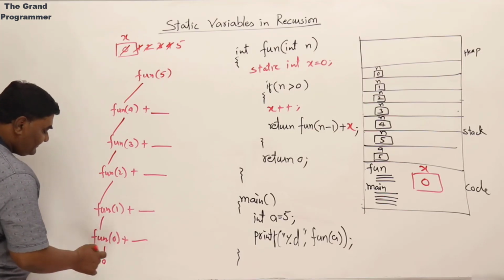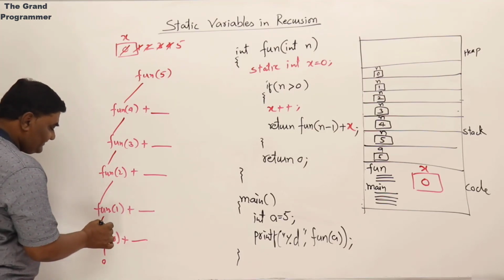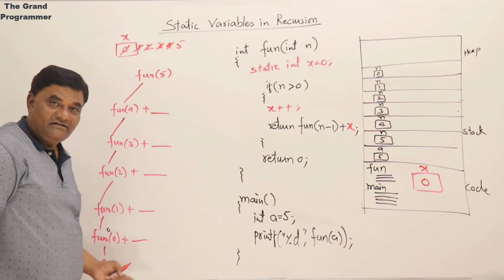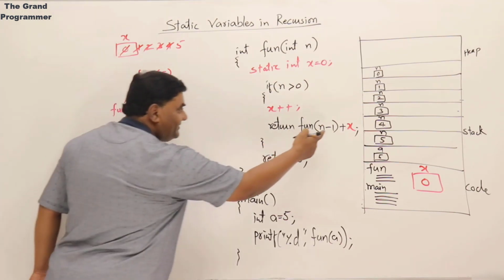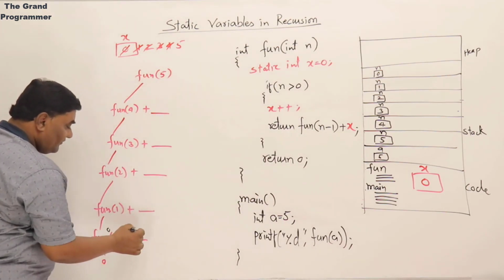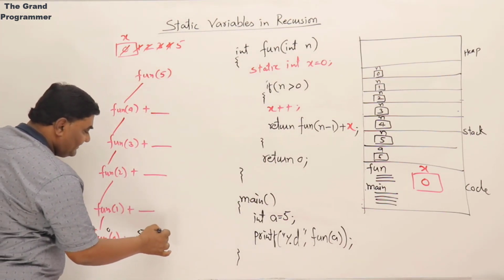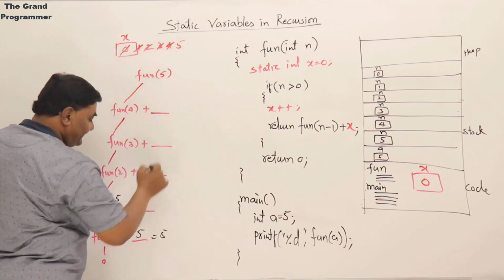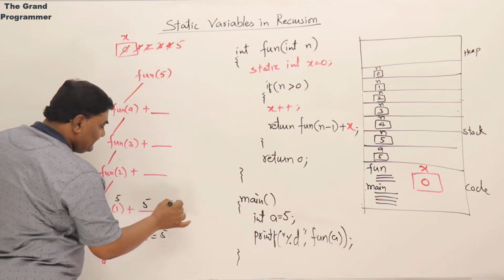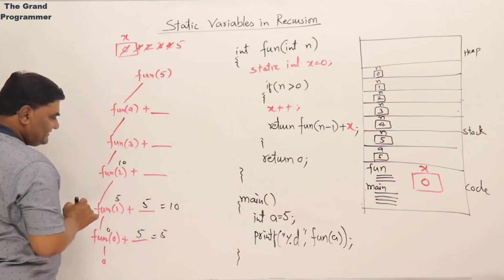Call for 0 returns 0, so the result of this function is 0. Now it will start returning back from here. So this is 0 plus x has to be added. So what is x now? 5. So this is 5. Result of this is 5. Then x should be added. What is x now? 5. So this is 10. So the result of this function is 10.